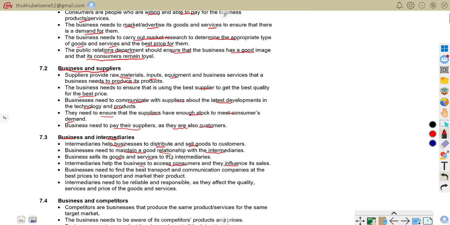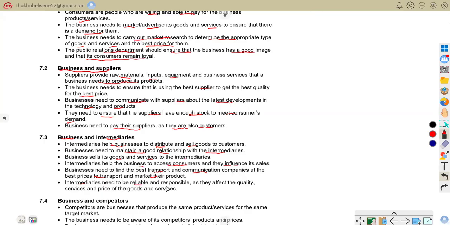So intermediaries help business reach customers. For example, bottled water is delivered to shops by a distributor. Business needs to find the best transport and communication companies at the best price to transport and to market their product. So here we're saying business must find transport at the best price. For example, a business chooses the cheapest delivery truck services.